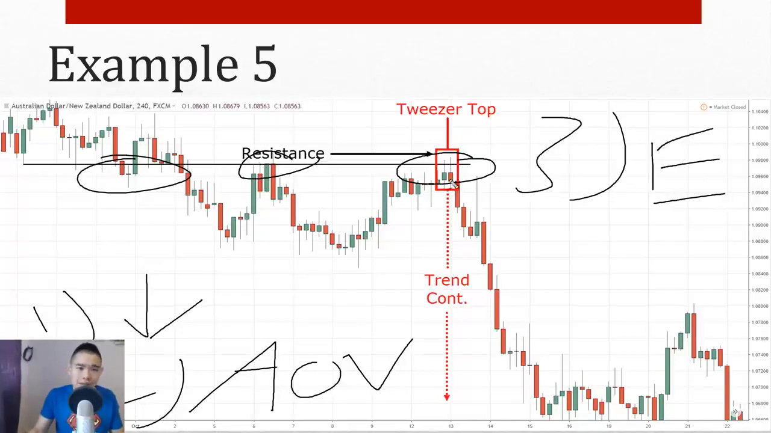I think we got something called the tweezer top. As you can see, the price rejected the highs over here one time. Then it rejected here a second time, and finally closed near the low. So this is a tweezer top bearish reversal pattern. Traders can look to go short.